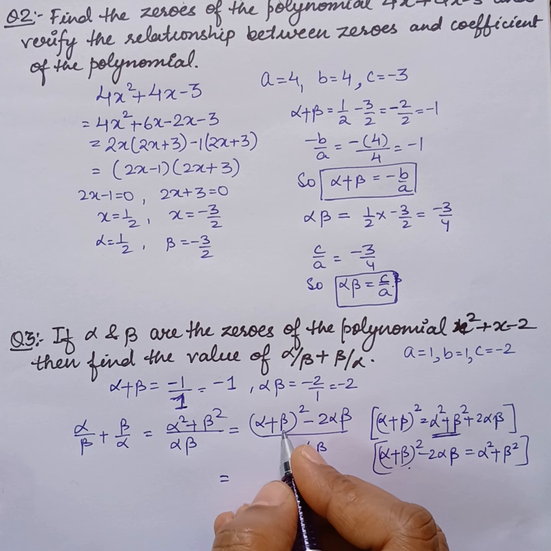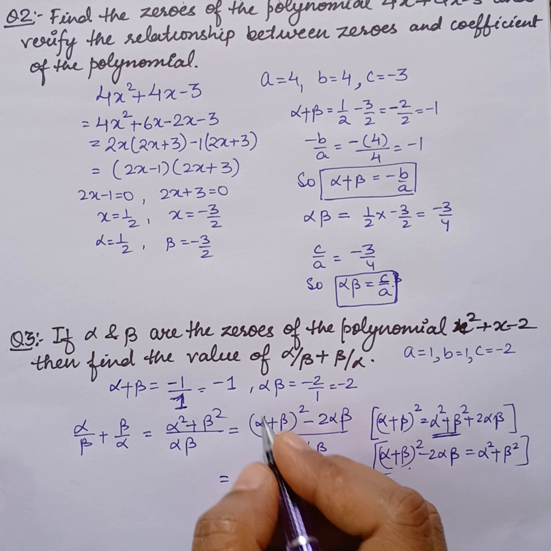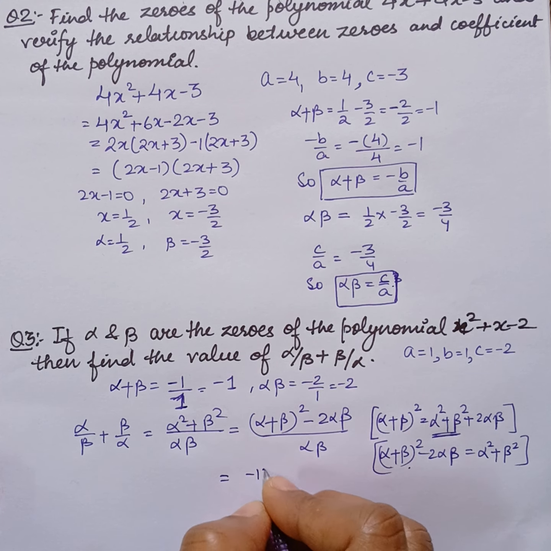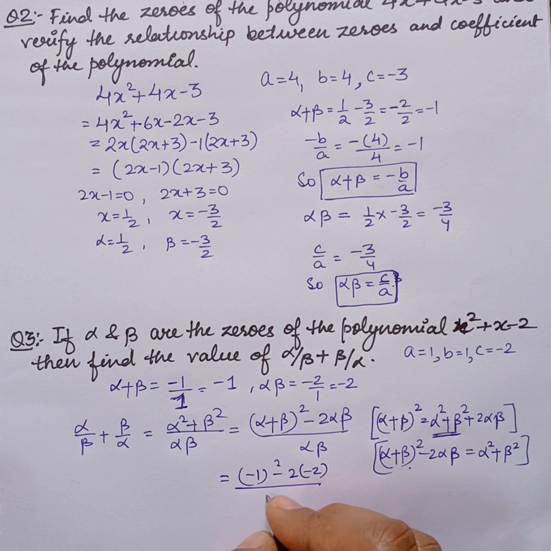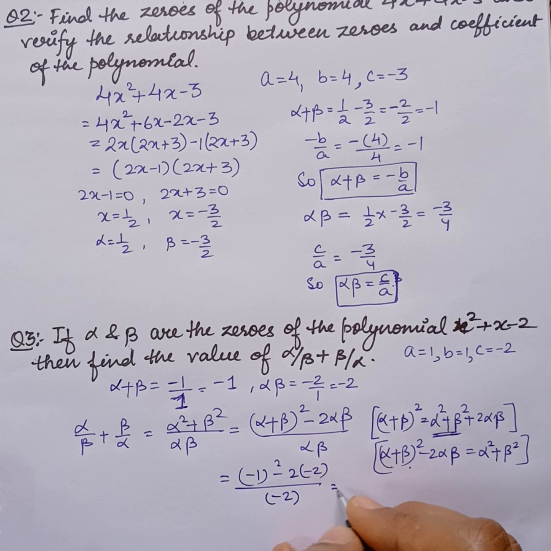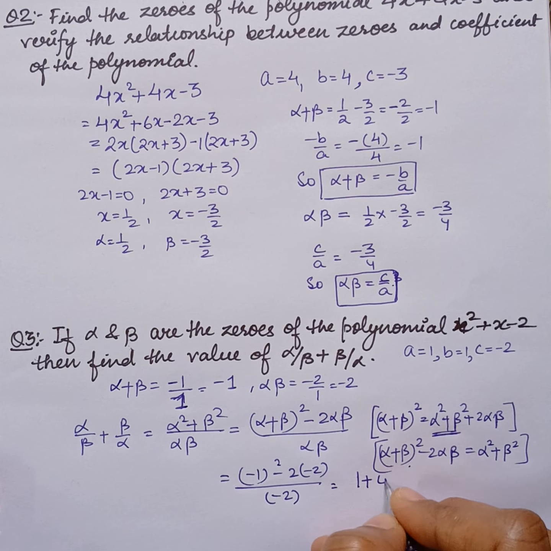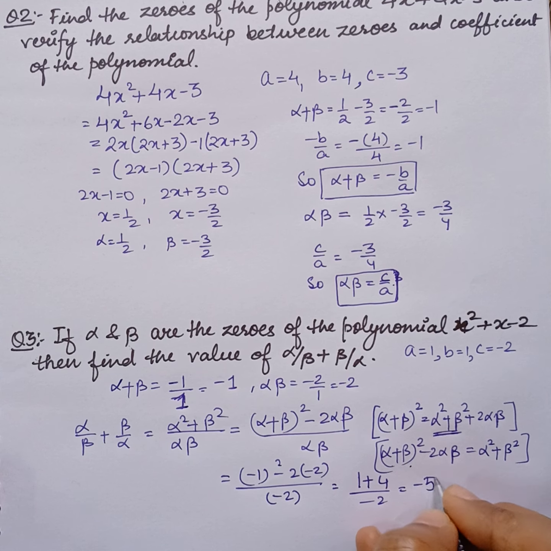So now I know alpha + beta, I know alpha into beta, I will substitute here. Alpha + beta is −1, alpha into beta is −2, and alpha into beta in the denominator is again −2. So what will we get? (1 + 4)/(−2), which is equal to −5/2.